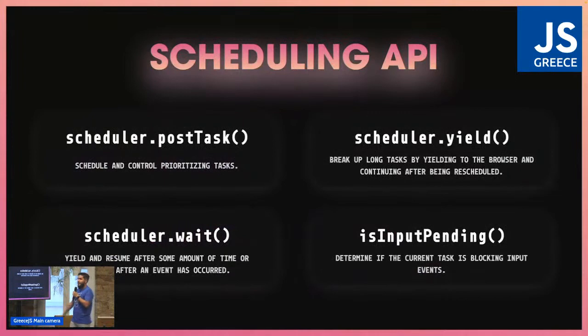We have postTask, for example, that is, as the name suggests, a way of scheduling things with different priorities associated, like whether something is user blocking or whether something can wait. We have yield, that is a way of yielding execution back to the main thread without having to rely on workarounds with generators, for example. There's interesting stuff like isInputPending. That is a way to detect if the browser is busy processing some user blocking thing like an input field.